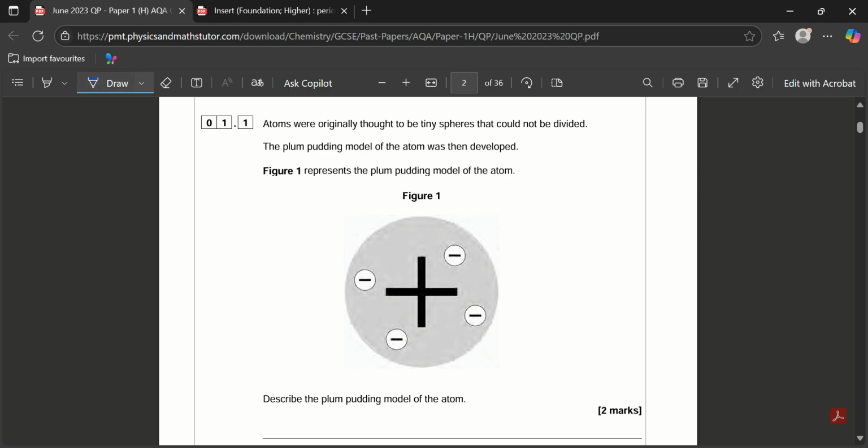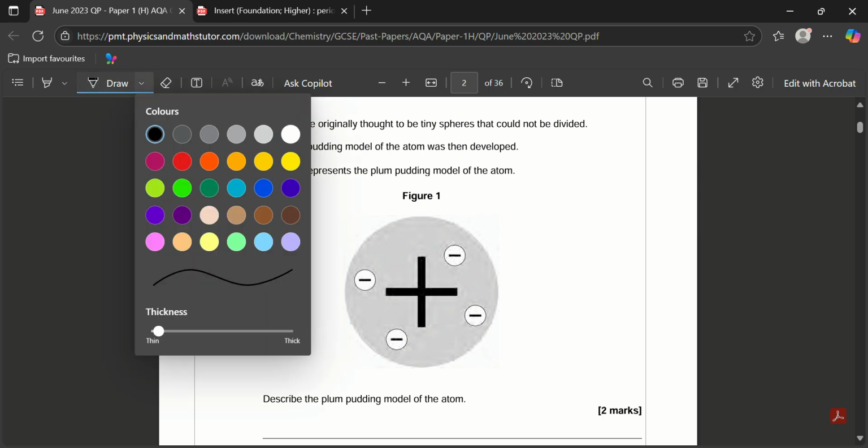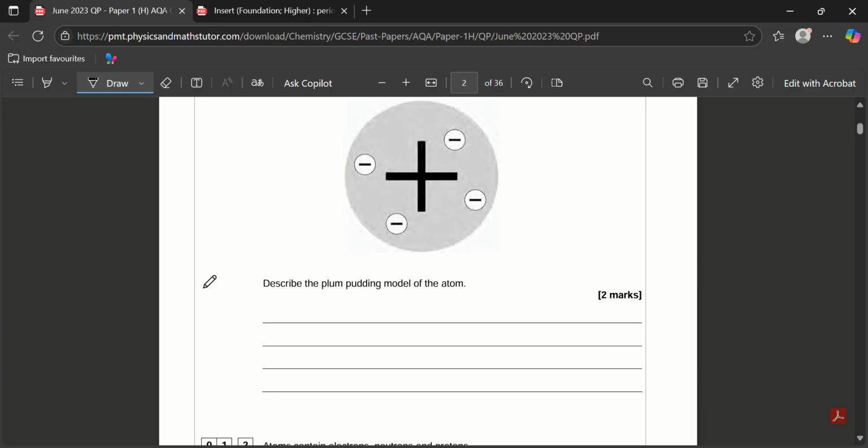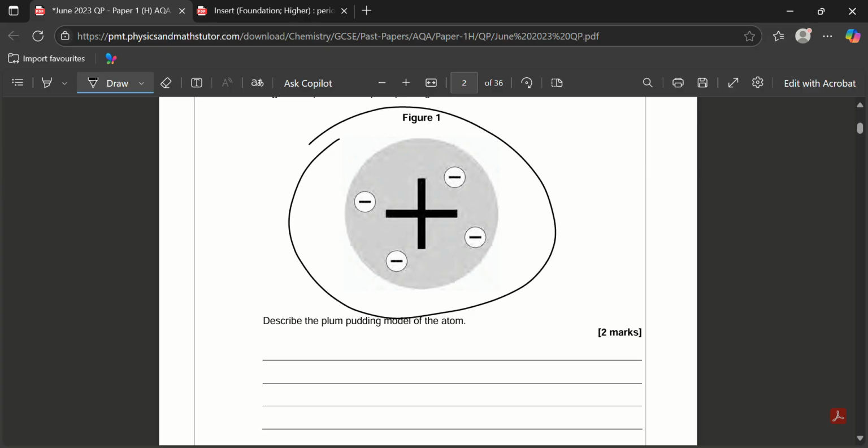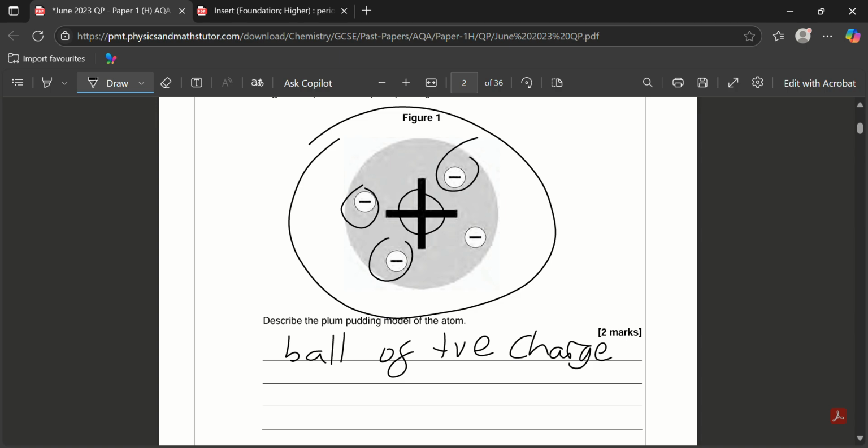Okay, let's equip the draw tool. Well, we know that the plum pudding model of the atom is a sphere, essentially a ball. So we'll just say that it's a ball of positive charge, as that's what this plus is for. And then we have these negative electrons embedded within the atom too in this model.